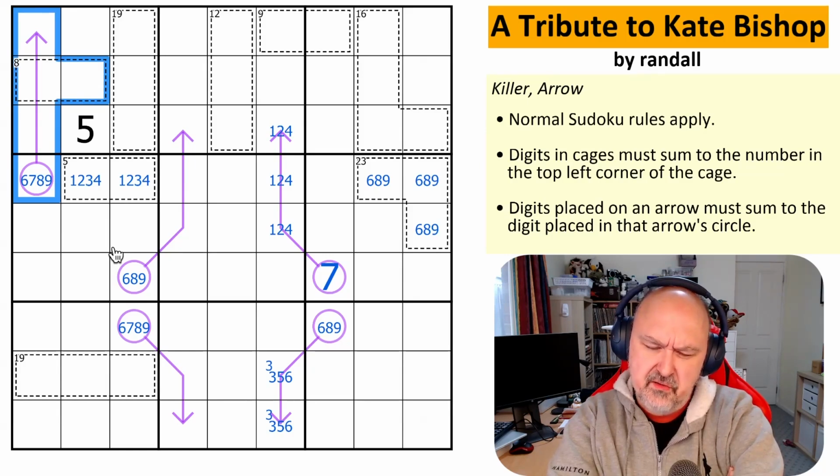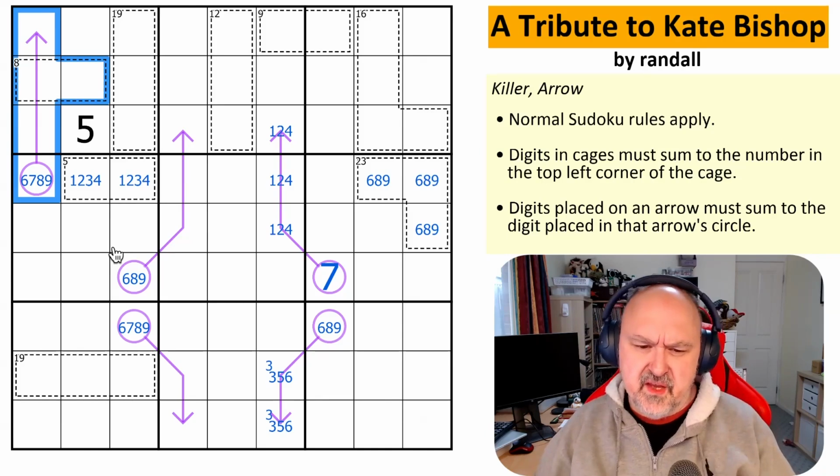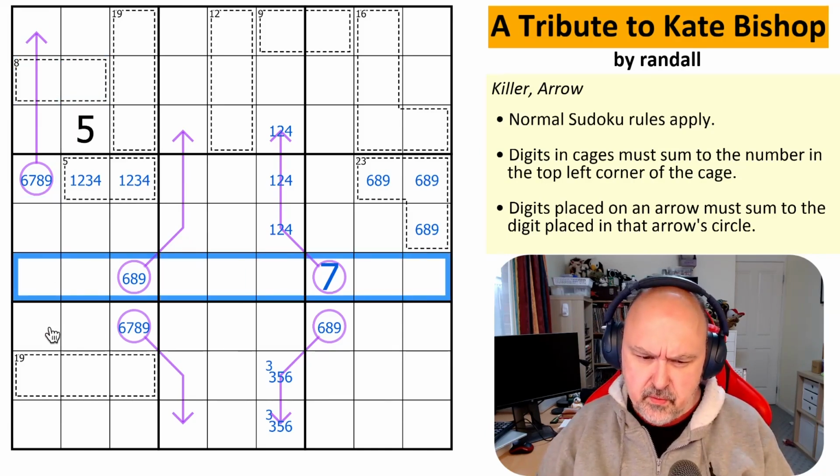I've played with arrows in this shape before.